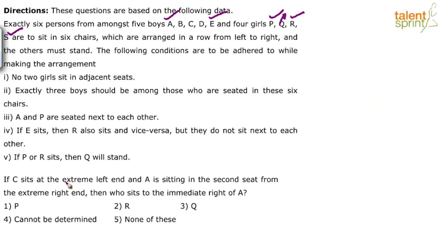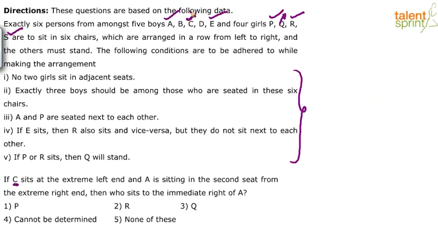Okay, now look at this question. If C sits at the extreme left end, and A is sitting in the second seat from the extreme right end, then who sits to the immediate right of A? Now that we have already analyzed these conditions in detail, it becomes a lot easier for us to solve the question. Right? So according to question number 1, C sits at the extreme left end, which means C has been selected.